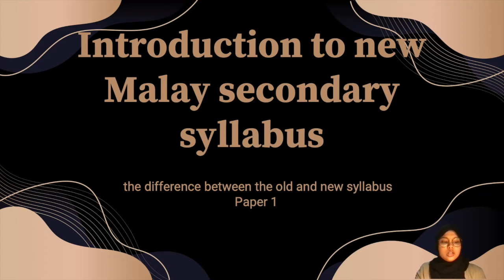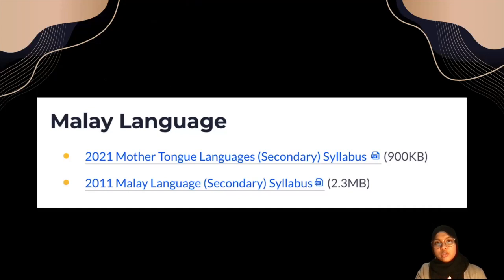Okay, so all the information that I'll be sharing today can be found in either the MOE website or the SEAB website. If you go to the MOE website, under subjects offered under mother tongue for Malay language, you can see these two syllabuses, which are the 2011 Malay language and the 2021 mother tongue languages. The 2011 Malay language is what the current Sec 4 and Sec 5 are taking. The 2021 mother tongue language is what Sec 3 and below will be taking.